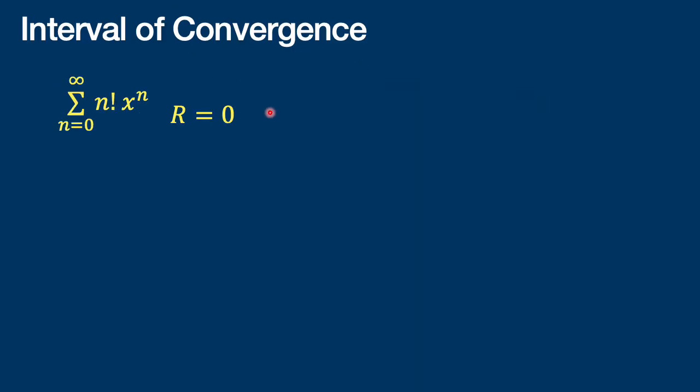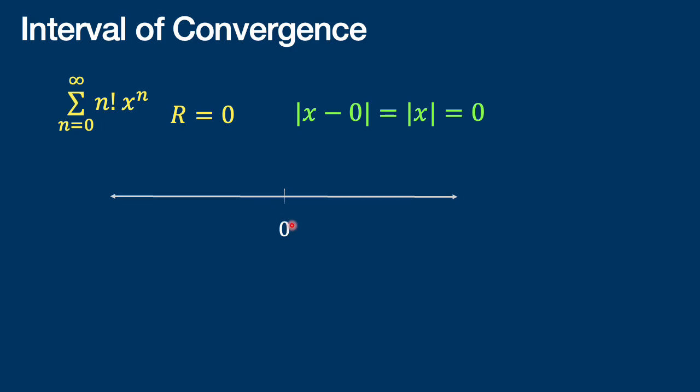Let's see another example, with radius of convergence 0. This power series has radius of convergence 0. What does that mean? It means the absolute value of x minus 0, the absolute value of x, is less than or equal to 0. On the number line, the center is 0 and the radius is 0, so it is only 1 point. What is the interval of convergence? Only the 1 point, 0. So how can we write it? The interval of convergence is only 0.